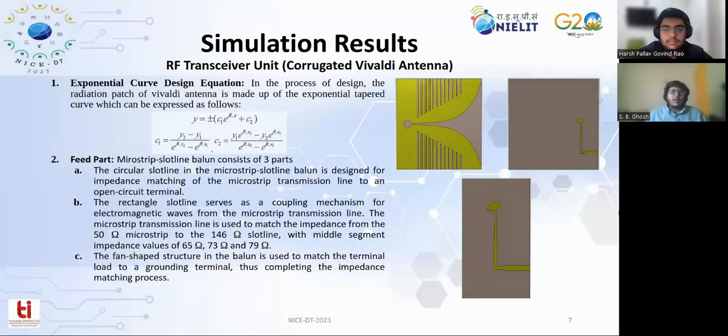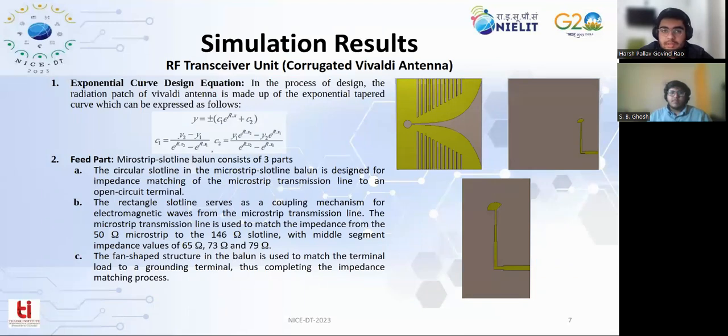Now I'm going to hand over to my co-author, Harsh Pallav Govind Rao. So now we will discuss the RF transceiver unit of the system. This unit consists mainly of the corrugated Vivaldi antenna and the Wilkinson power divider.